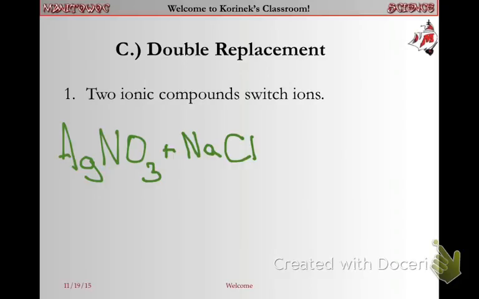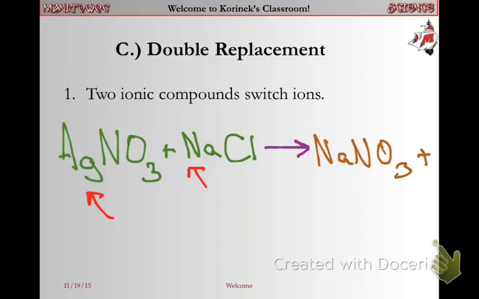Now, what happens is the ions switch. So if you think about what the ions are, the positive ions, better known as the cations, in this example are sodium and silver. So they're going to switch partners. So we're going to have the sodium pairing up with the nitrate, and we're going to have the silver pairing up with the chlorine. Okay, so sodium, NaNO3.